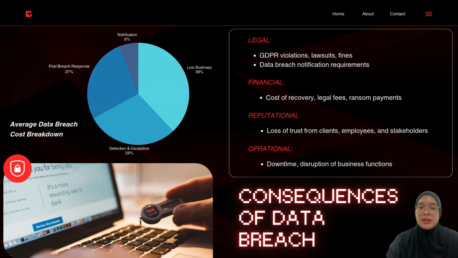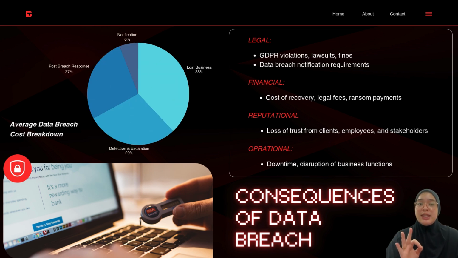Secondly, financial. There are direct and indirect costs. Examples of direct costs are IT recovery, forensic audits, and legal counsel. Examples of indirect costs are ransom demands, compensating victims, and penalties. Thirdly, reputational damage, such as loss of trust from clients, staff, and the public. This will cause a huge drop in customer retention and brand value. And lastly, operational, which will disrupt workflows and reduce productivity. This will temporarily or permanently shut down or affect the system.